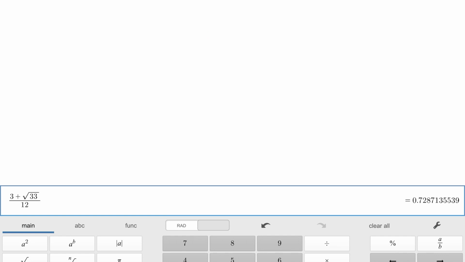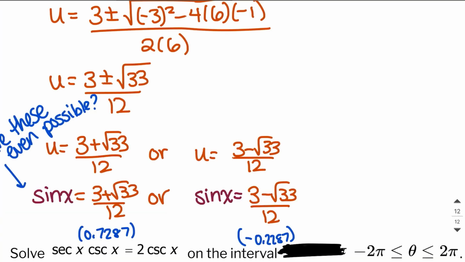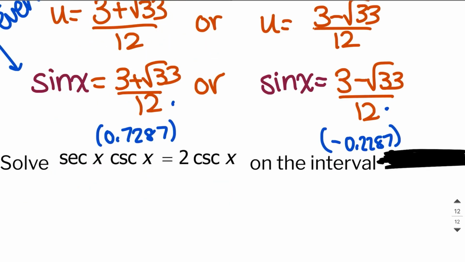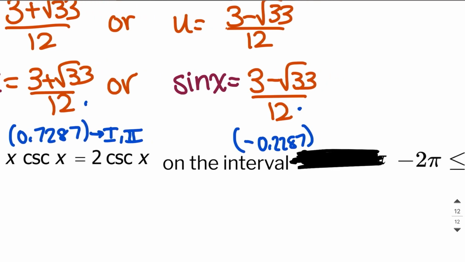So instead of plus, I'm just going to delete this, make this a minus. I get -0.2287, which is also possible for sine, because again, sine can be anywhere between -1 and +1. So now that I've done that, both of these numbers are viable options. However, because this one is positive, sine is positive in quadrants 1 and 2. Because this one is negative, sine is negative in quadrants 3 and 4.